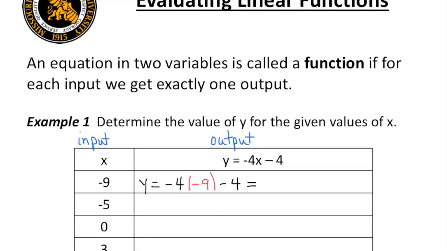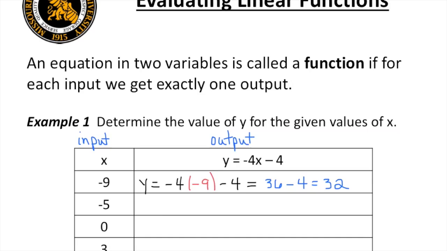So negative 4 times a negative 9 is a positive 36. And 36 minus 4 gives us 32. So notice one input resulted in exactly one output.